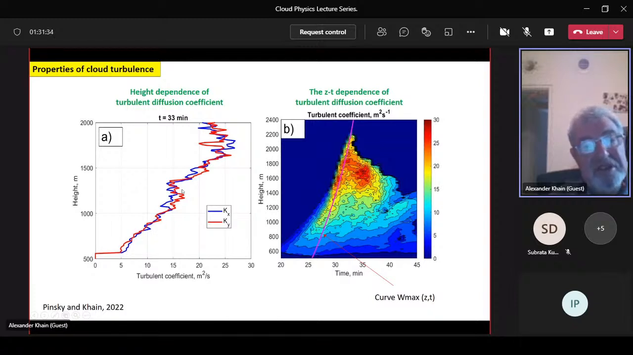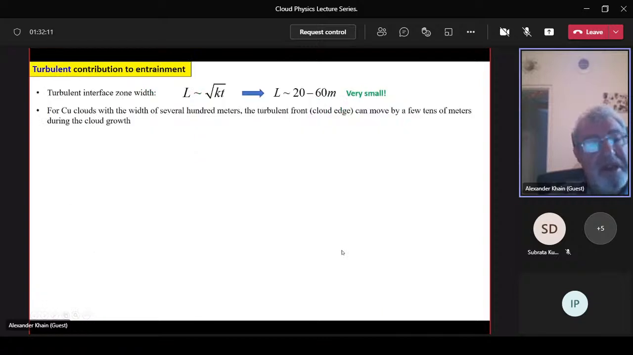Another property of cloud turbulence, as we see from simulation, is that the turbulent diffusion coefficient increases with height, with a maximum near cloud top, where the maximum is about 25 meters squared per second. And on your right, you can see the z-t dependence of the turbulent diffusion coefficient, this is the height, and this is the time. And again, you see these large values near cloud top.